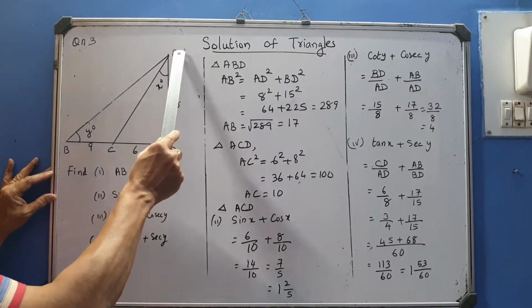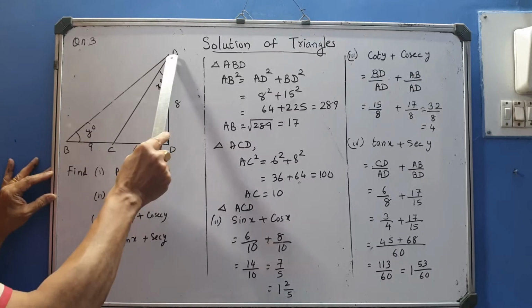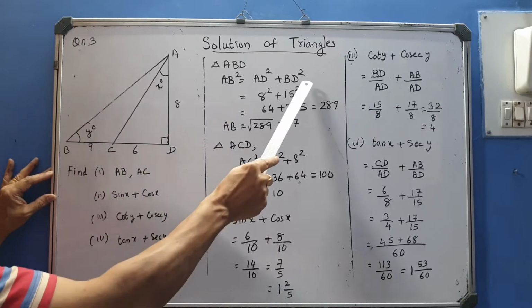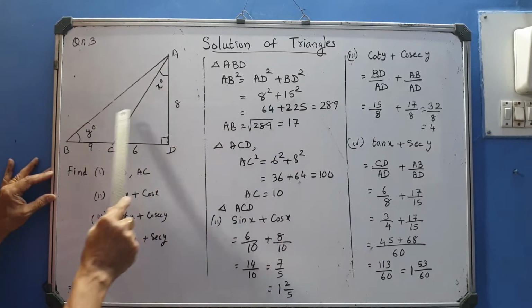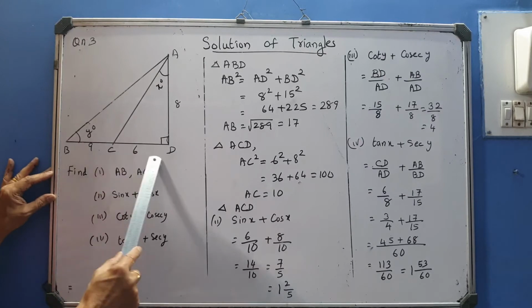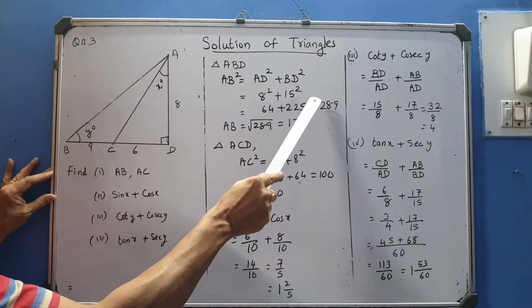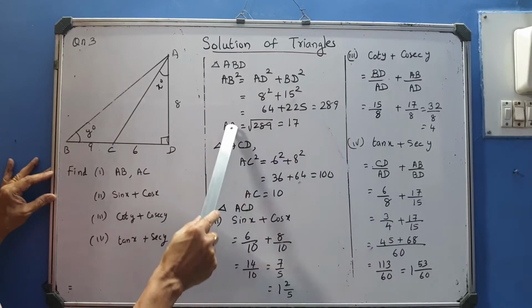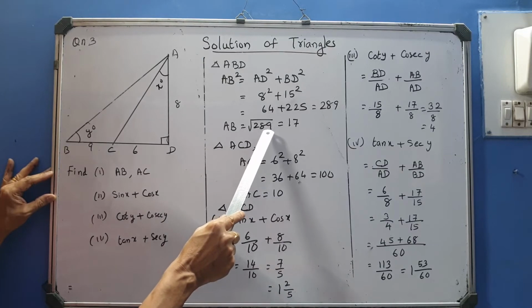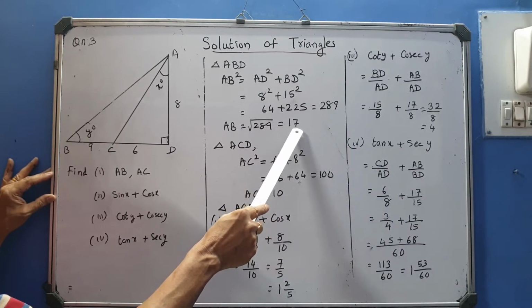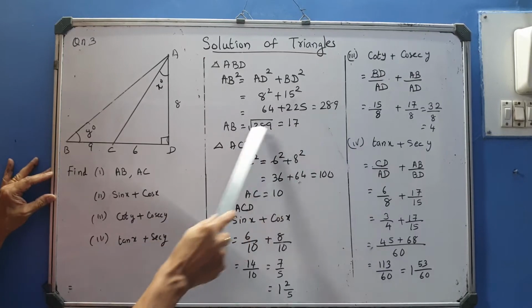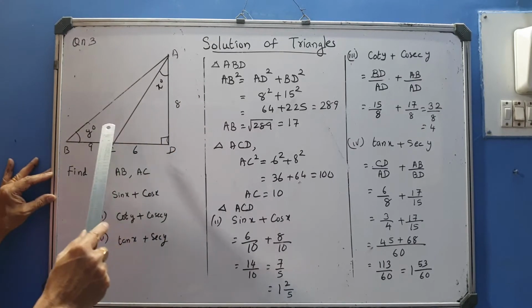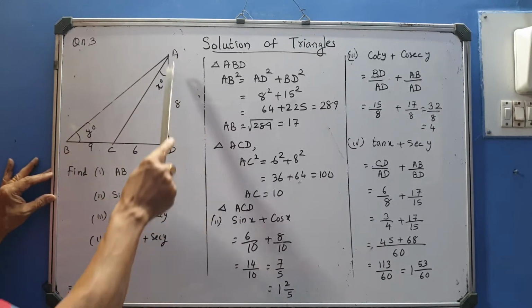Now to get AB, use Pythagoras theorem to the whole triangle ABD. AB squared is equal to AD squared plus BD squared. AD is 8 and BD is 9 plus 6 gives you 15, so BD squared is 15 squared. So 8 squared is 64 plus 225, which gives you 289. So AB is root of 289. 289 square root is 17. So AB is 17.